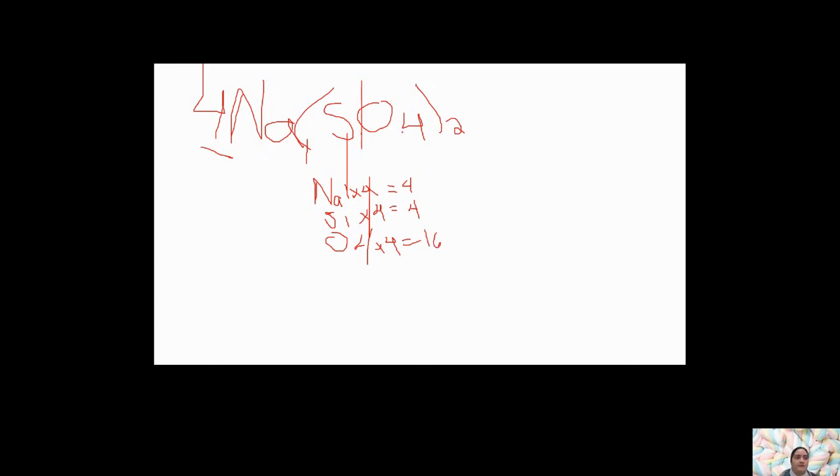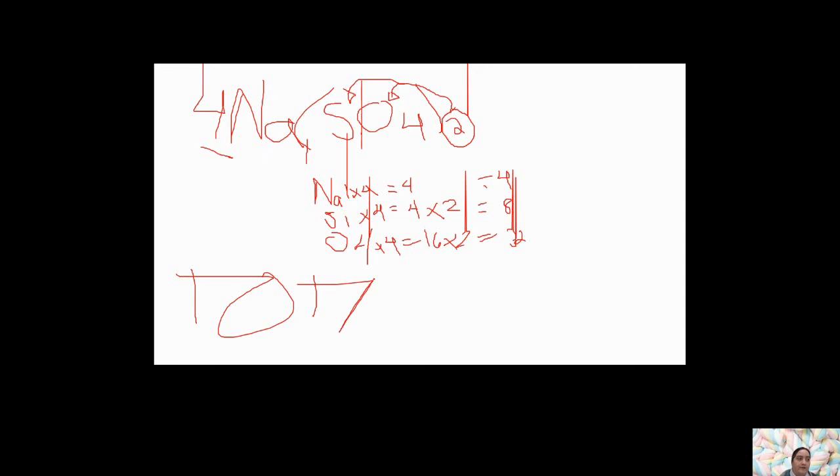And then this, we have to look at the parentheses, but this little number is only going to affect the ones inside the parentheses, which in this case are oxygen and sulfur. So only those two will get multiplied. So times 2, that gives us 4, 8, and 32.